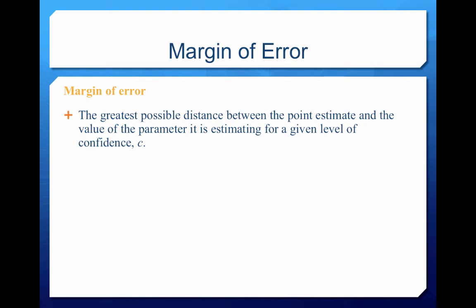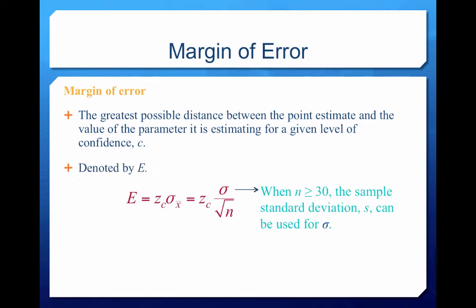Okay, so let's talk about the margin of error. The greatest possible distance between the point estimate, x bar, or the sample average, and the value of the parameter it is estimating, typically mu, for a given level of confidence, C. In other words, we're going to think of this as the width of our fence. It's denoted by capital E. So when you see a capital E, that's the error or margin of error.